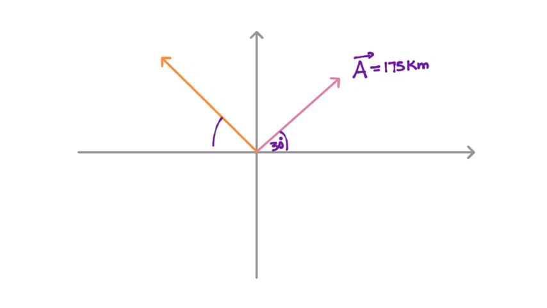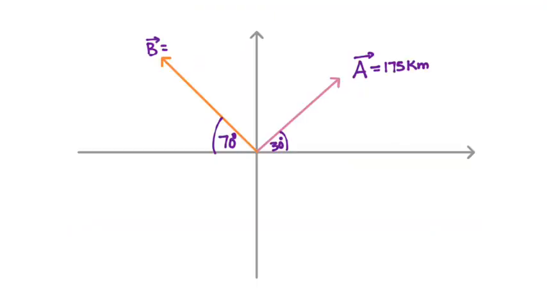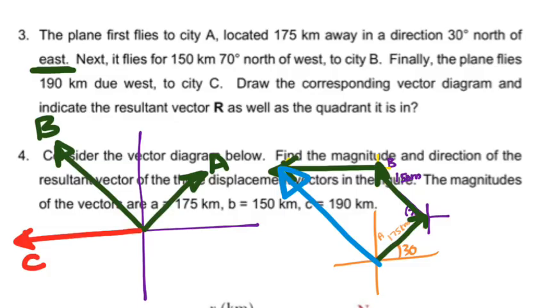And then this one here, it's 70 degrees. I believe this is B. And then we're given how much it is, 150 kilometers. Is it kilometers or meters? It is kilometers, of course. And then the last one was at C, west.